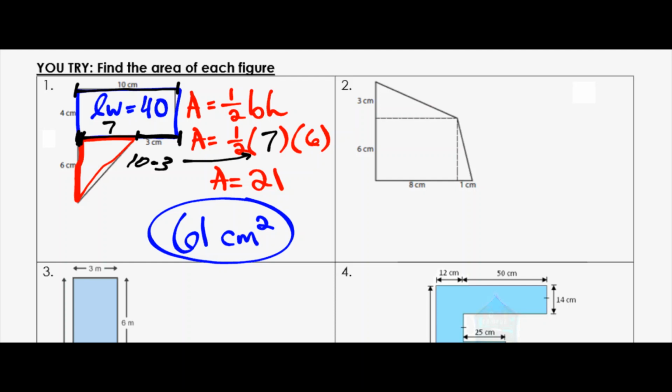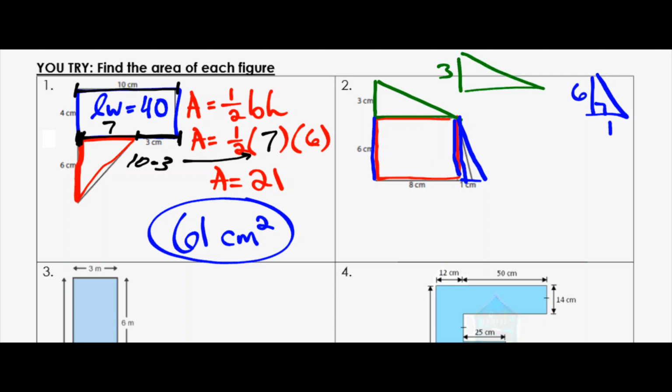And the next one I see, I have a rectangle, and then a triangle, and then another triangle. And actually in this one I made that so sloppy that I'm going to draw these outside of there. I'm going to draw my little blue triangle over here. If this is 6, then that's also 6, so I have a height of 6 and a base of 1. In my green one, I have a height of 3, and again, opposite sides in rectangles are the same, so if this is 8, that's also 8.